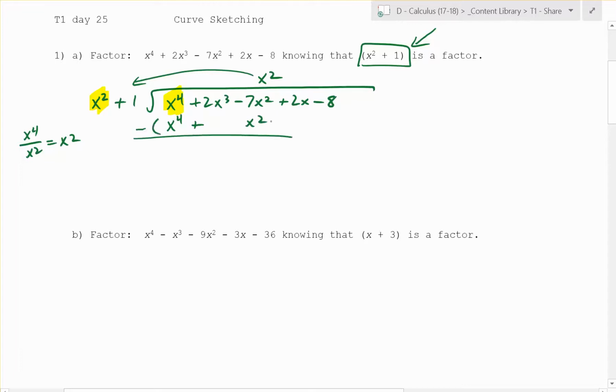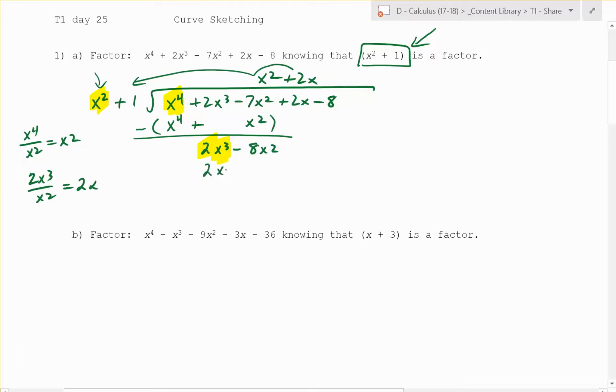Now you subtract, and you end up with 2x cubed minus 8x squared, and now your new leading term is 2x cubed. This leading term stays the same. So now we have 2x cubed over x squared. That's going to be 2x, so we have plus 2x. And now we do the same thing again. Now we multiply everything by 2x.